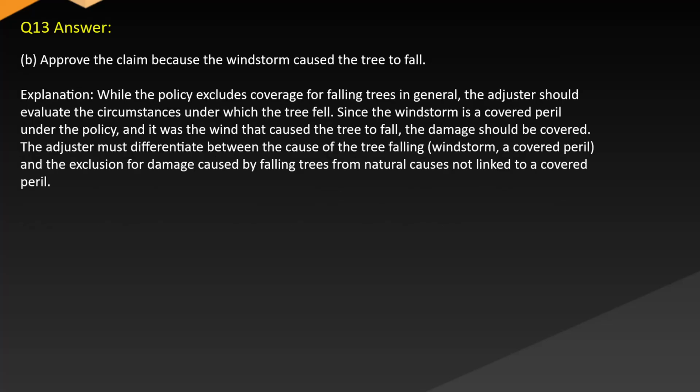Answer: B. Approve the claim because the windstorm caused the tree to fall. Explanation: while the policy excludes coverage for falling trees in general, the adjuster should evaluate the circumstances under which the tree fell. Since the windstorm is a covered peril under the policy and it was the wind that caused the tree to fall, the damage should be covered. The adjuster must differentiate between the cause of the tree falling, windstorm, a covered peril, and the exclusion for damage caused by falling trees from natural causes not linked to a covered peril.